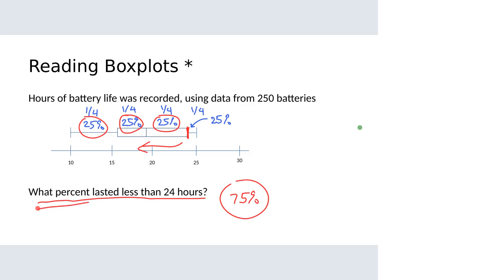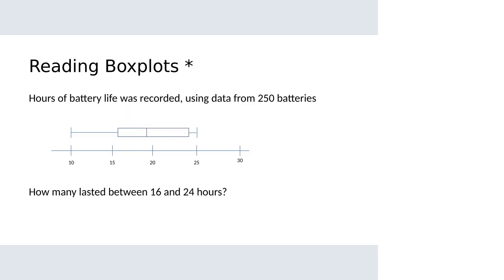Okay, this question said, what percent lasted less than 24 hours? I'm going to ask a very similar question next with one small but important change. Same data, same box plot. This time the question says, there were 250 batteries involved in this study. How many batteries lasted between 16 and 24 hours? So I'll set up a poll for this. And now the question isn't what percent, it's how many.